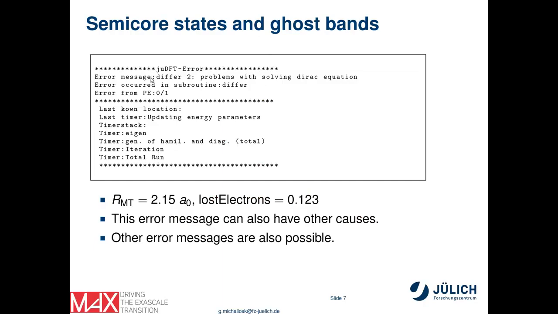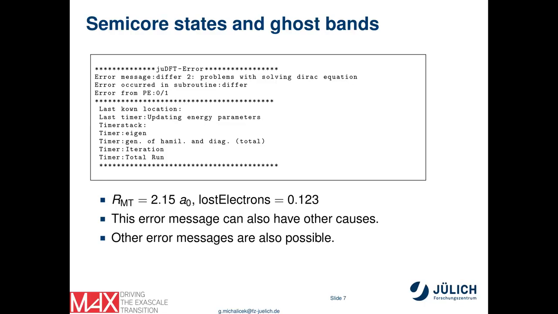Now we get this error differ2, and it is there because suddenly this ghost band becomes occupied, and then of course we get some occupation of that state from our valence electrons, and it is also occupied by our core electrons, and of course this is unphysical, and this means we mess up our potential and everything breaks down. That is also what this error message means. So differ2 essentially means we messed up our potential. And unfortunately, this does not directly indicate that we have a ghost band.